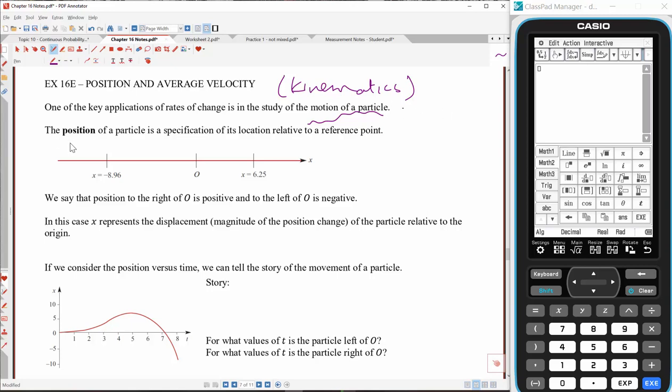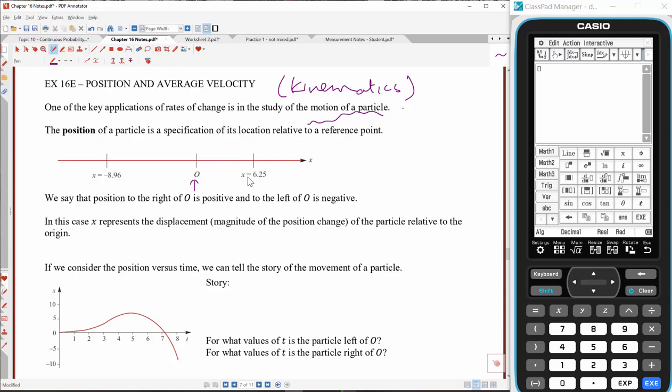Now, when we talk about the motion of a particle, the first thing we want to know is where the particle is. And that's what we call its position. The position of a particle is a specification of its location relative to a reference point. A reference point is this thing here, the origin. And if its position is positive, we say it's to the right of the origin.